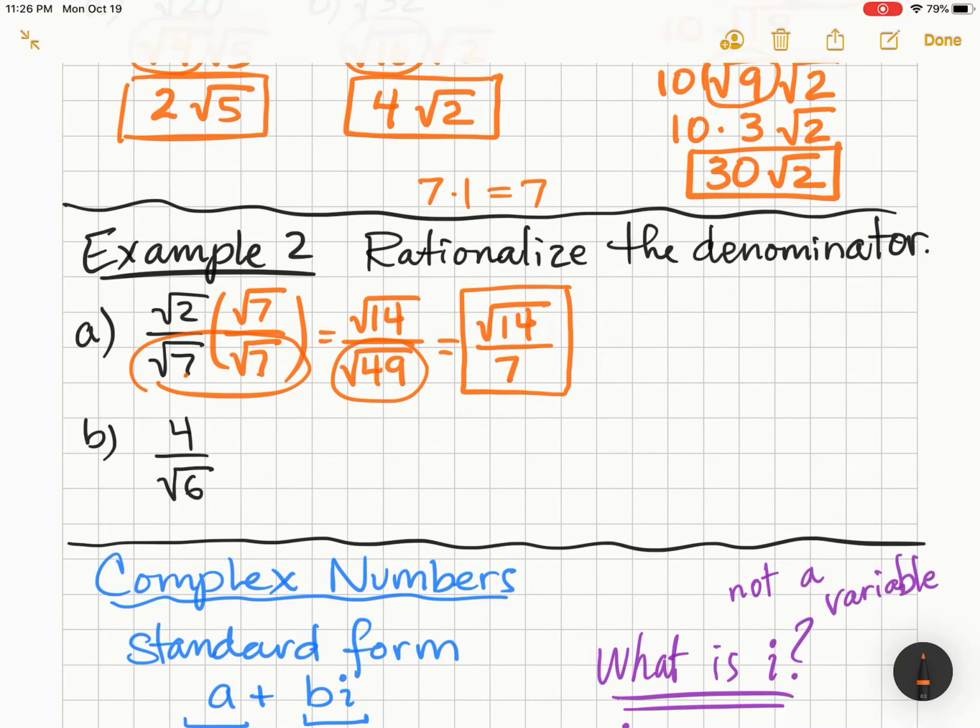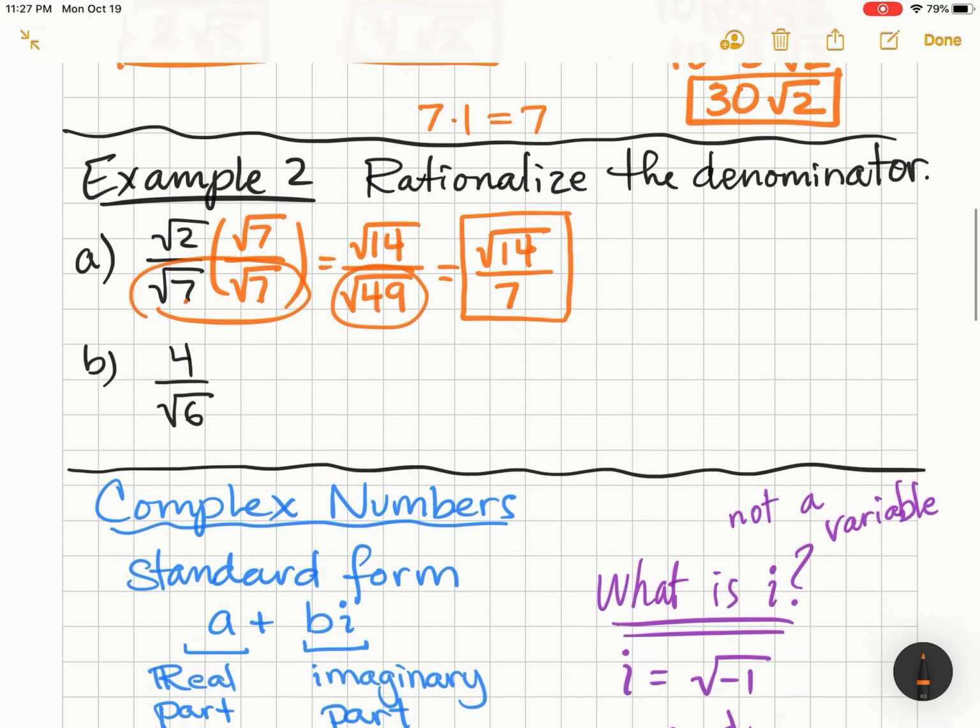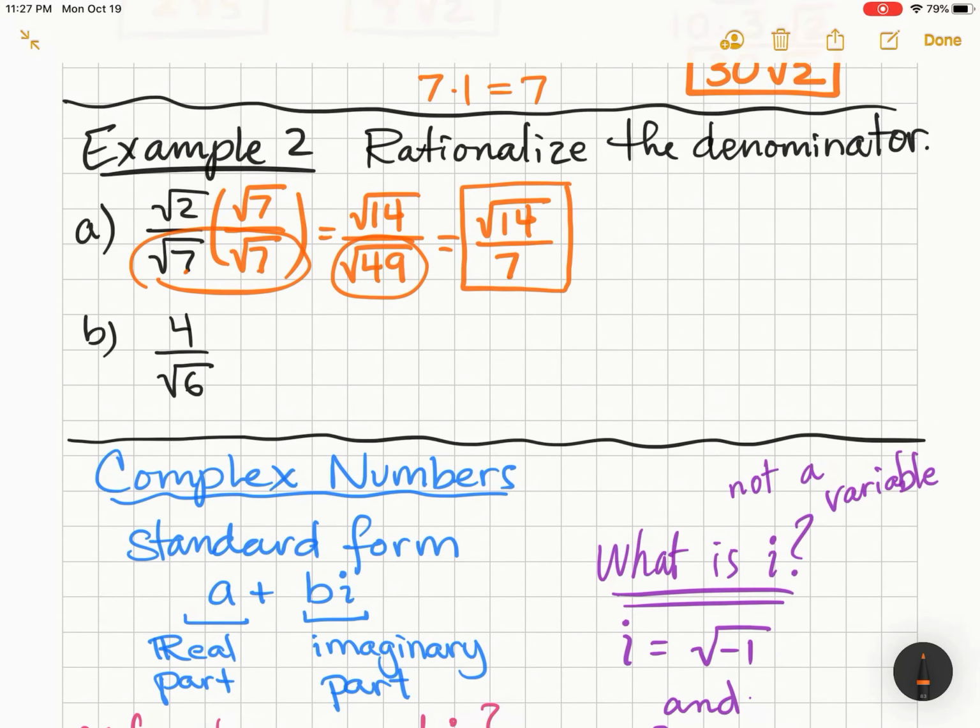Okay, now on part B, I want to get rid of the denominator. And remember, you can always pause the video and try the problems for yourself. That's always a great idea. So I'm going to multiply by my magic 1. This time it's radical 6. Notice this one changes often. So on top, I have 4 radical 6. And on the bottom, I have radical 36, which is just 6.